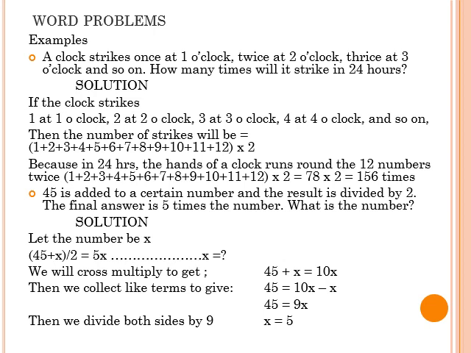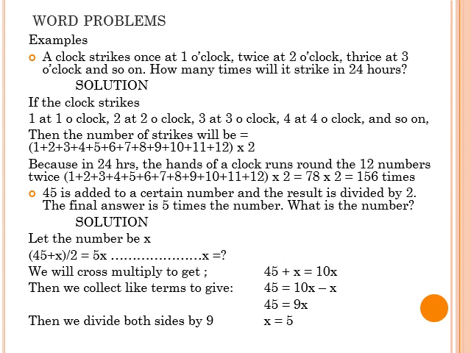Look at it here. Good. It says 45 plus x all over 2 is equal to 5x, and we are looking for the value of x. So the first thing we are going to do is to collect like terms and make x the subject of the formula so that we can find the value of x. But we have to get this 2 out of the way.